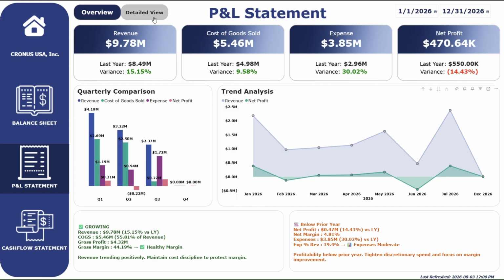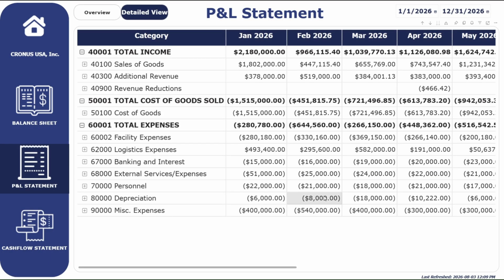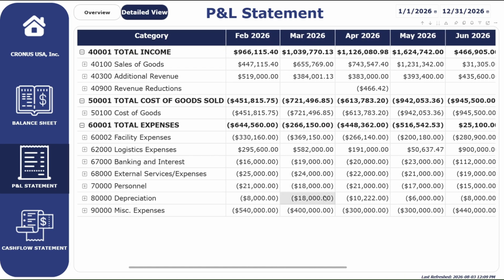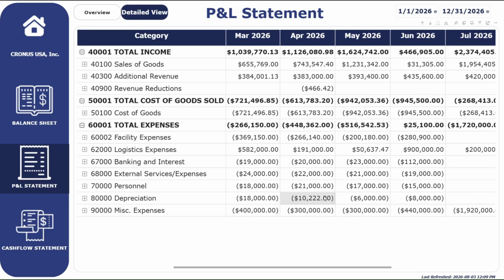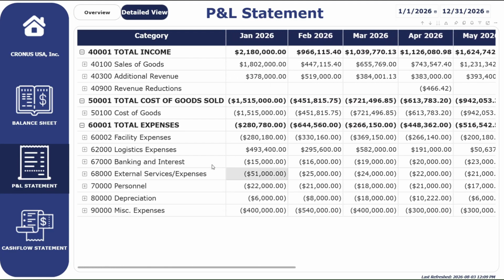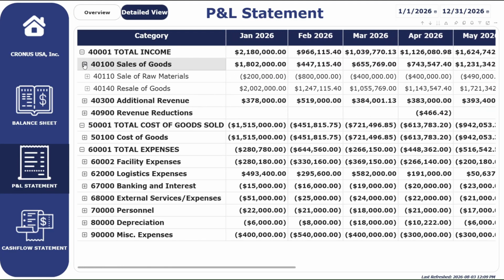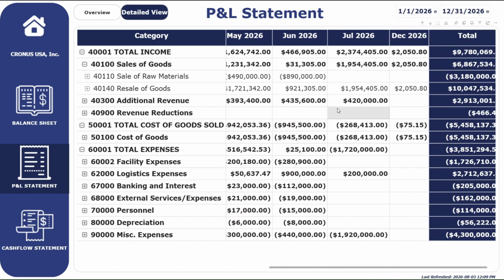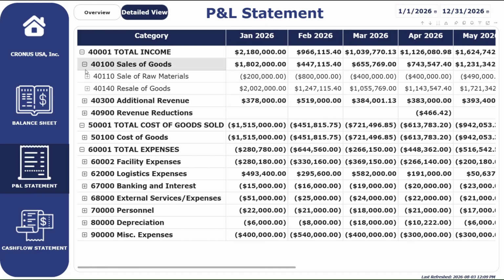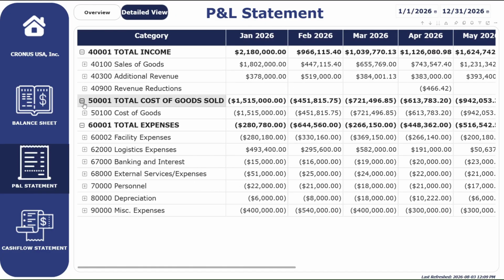The detailed profit and loss statement provides a month-wise and category-wise financial statement, enabling users to analyze total income, total cost of goods sold, and total expenses across different reporting periods. This report helps management monitor operational efficiency, control expenses, improve profitability, and identify opportunities for business growth.